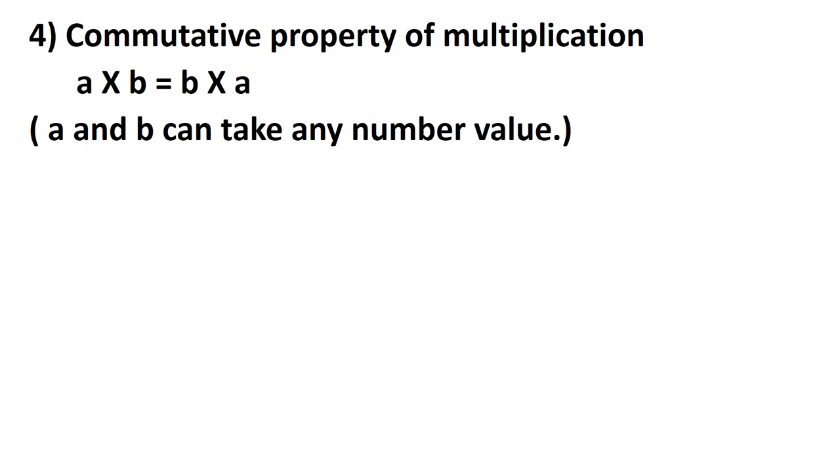Next is the commutative property of multiplication. Now we will see it in multiplication. It is a multiplied by b equal to b multiplied by a. a and b can hold any number here. If a equal to 2 and b equal to 3, then it is 2 multiplied by 3 equal to 3 multiplied by 2. a and b can take any number value.